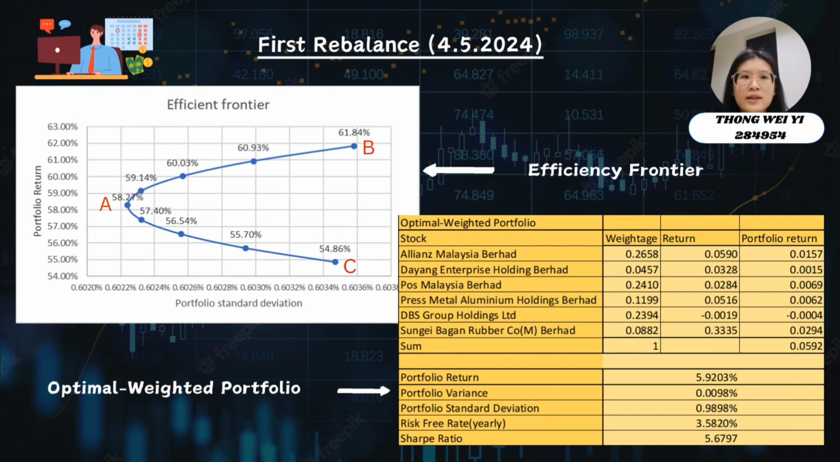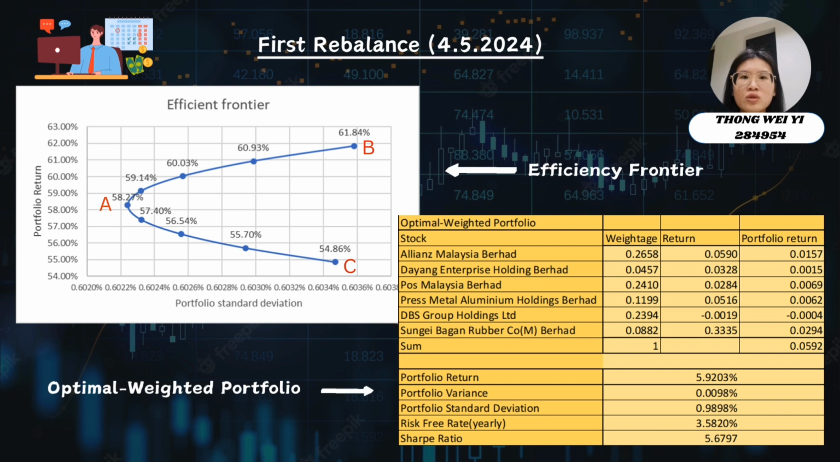We included Sungai Bagan Rubber Company Malaysia Berhad in our portfolio. This is because adding a company from the plantation sector will improve the diversity of the portfolio and be essential for strong investment performance. From the figure of the efficient frontier, we saw that portfolio A had the lowest standard deviation, 0.6022%, with the efficient portfolio return of 55.27%.